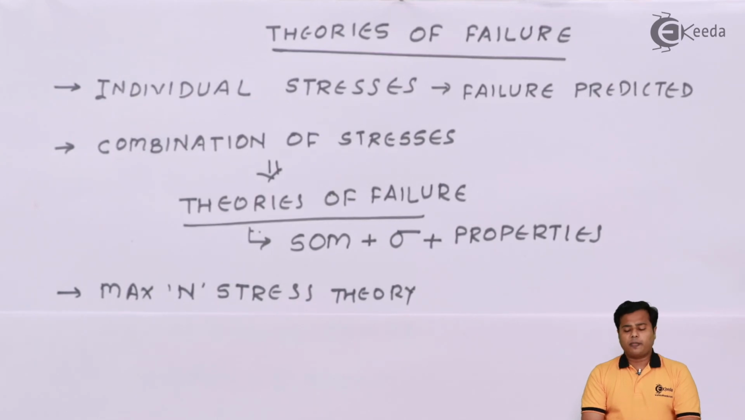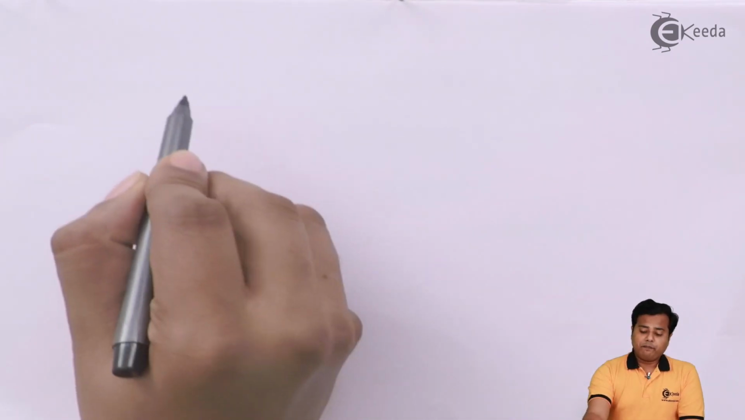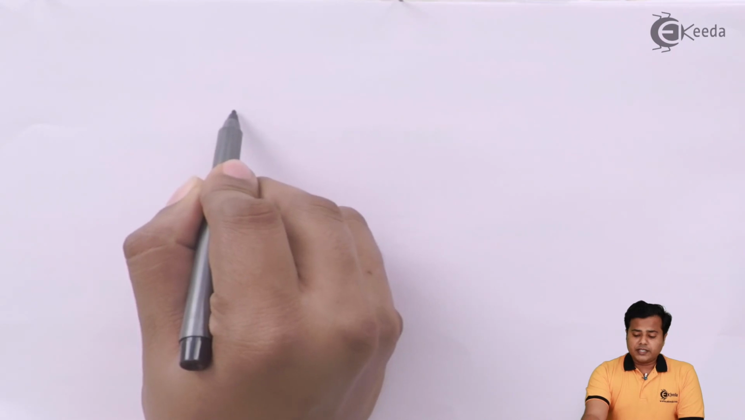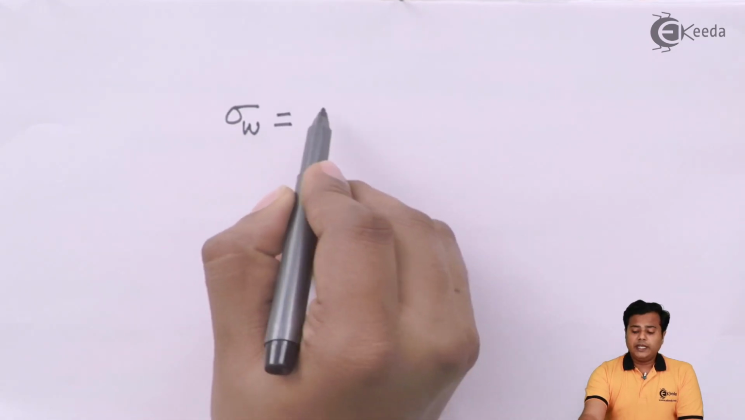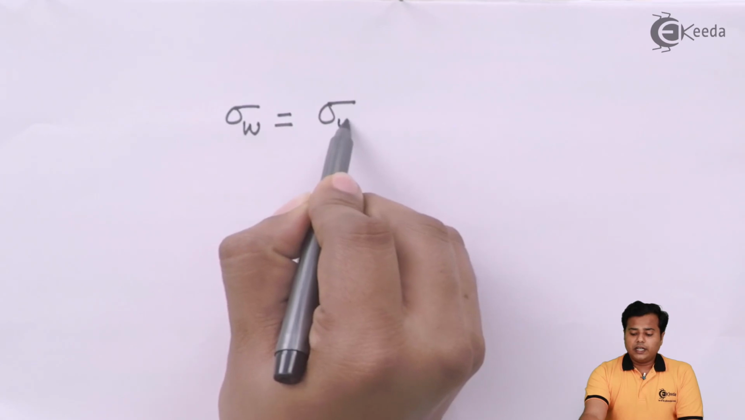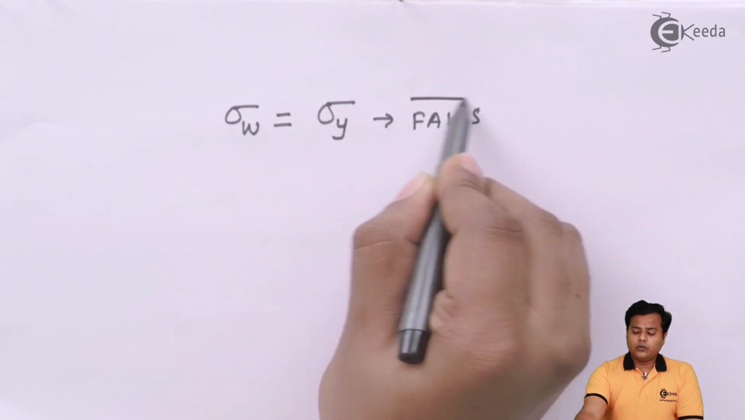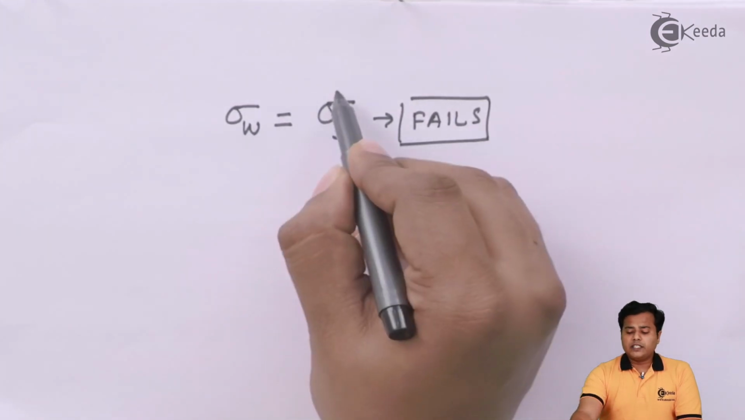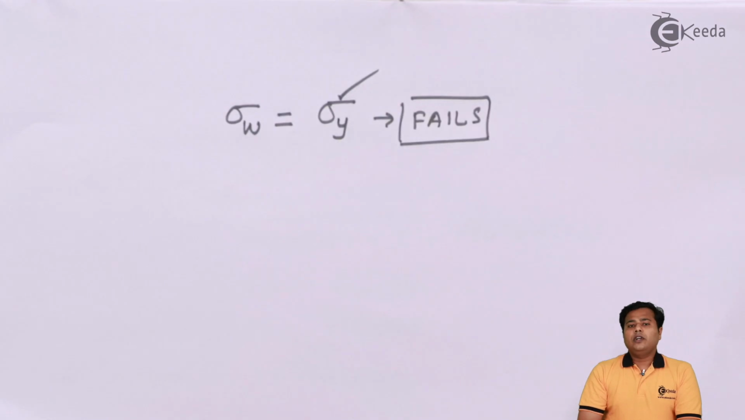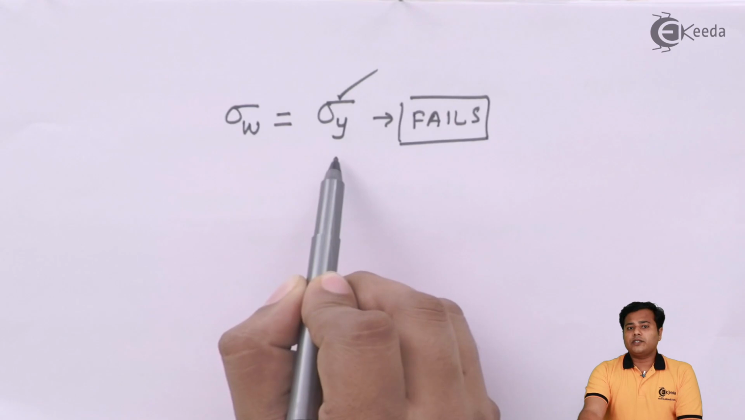So what happens in this theory? Let's look at the calculation part, or the empirical relation. He says that when the working stress equals the yield stress, sigma y, the product fails. In short, it tells us that you should design a product in such a way that it will never surpass sigma y. If the stress values are less than sigma y, the product is always going to be safe according to the normal stress theory.